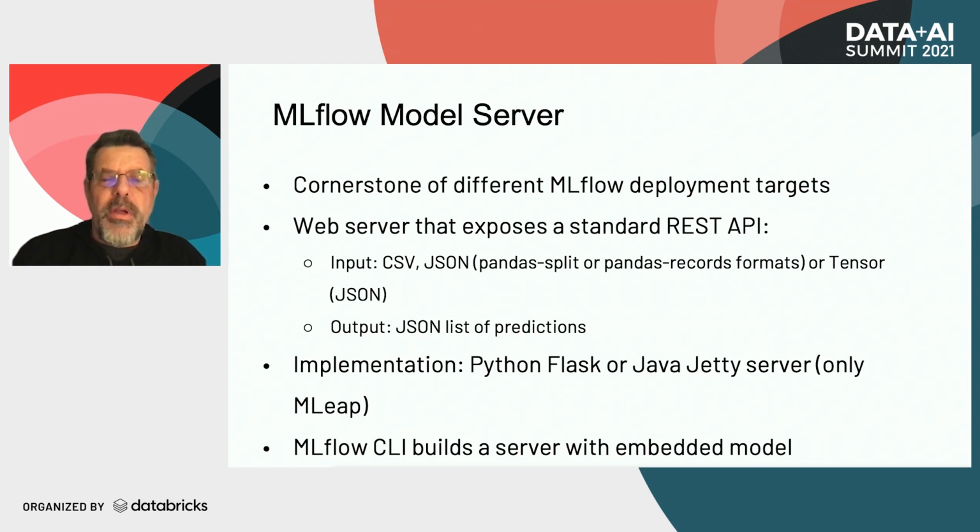So the web server exposes a very simple API. There's simply one endpoint. It's called invocations. It accepts three types of inputs. One is CSV. There are two JSON formats. They're called Pandas Split or Pandas Records formats. This is part of the Pandas spec. And then just recently announced is the support for TensorFlow inputs. I'm sorry, tensor inputs, which are actually represented as JSON. And the output is simply a list of predictions.